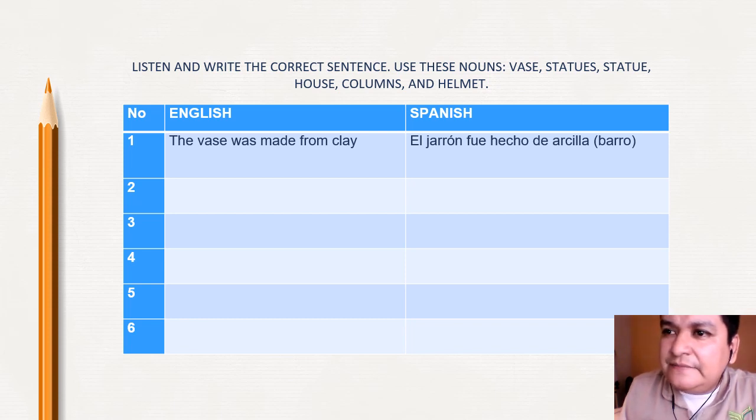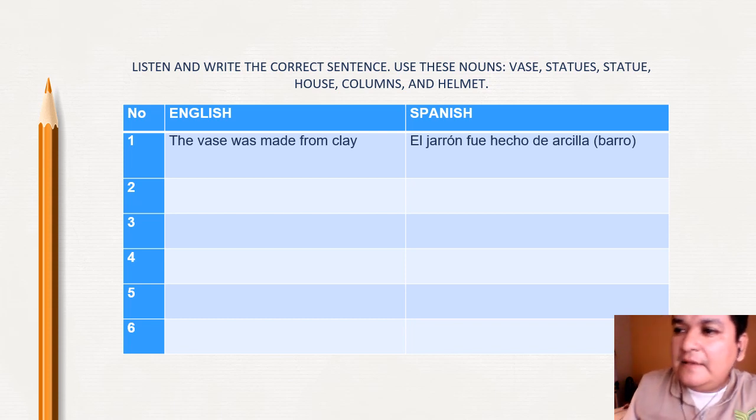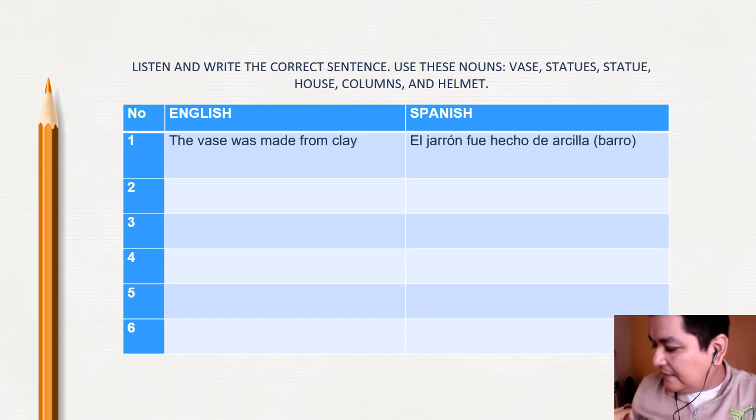In this activity, you are going to listen and write the correct sentence. Use these nouns: vase, statue (statues in plural, statue in singular), house, columns, and helmet. Casa, columnas, y casco. Okay, just listen.